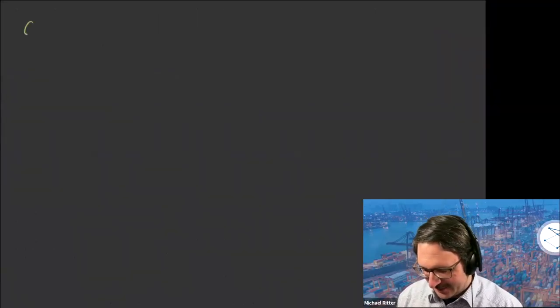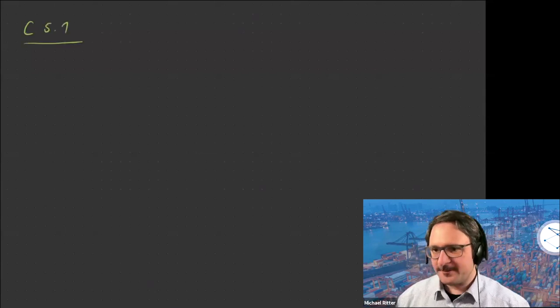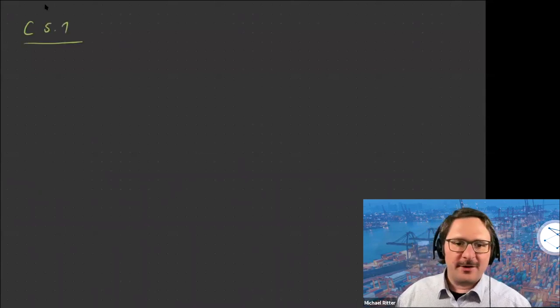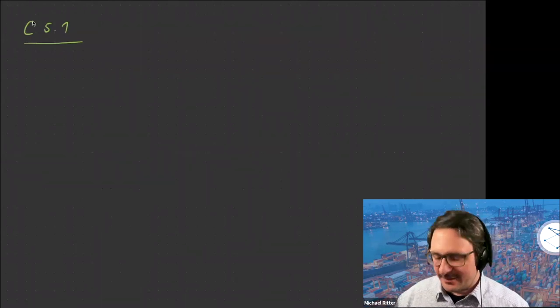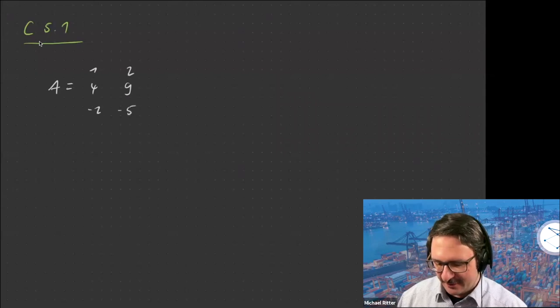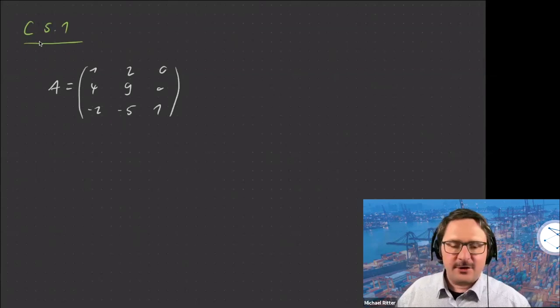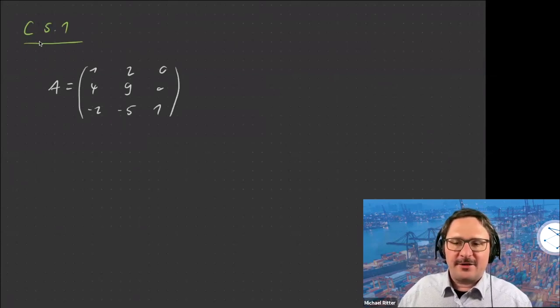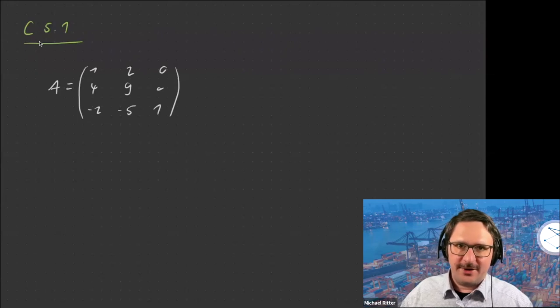So I hope you can see my screen now. That's C5.1. That one is about matrix inversion. So we have a matrix here, the matrix A, a 3x3 matrix: 1, 4, -2, 2, 9, -5, 0, 0, 1. And the topic here is we are asked to compute the inverse of that matrix.